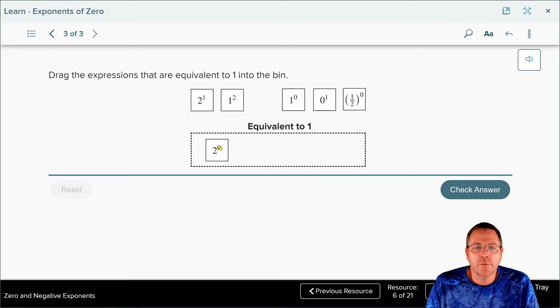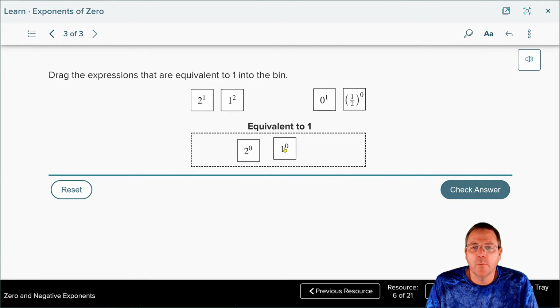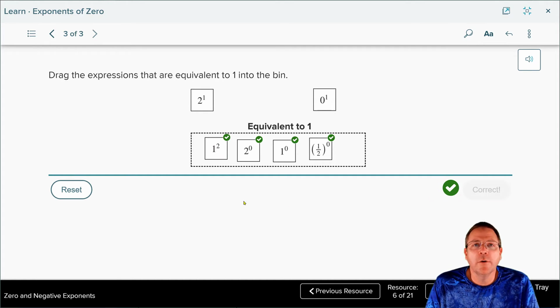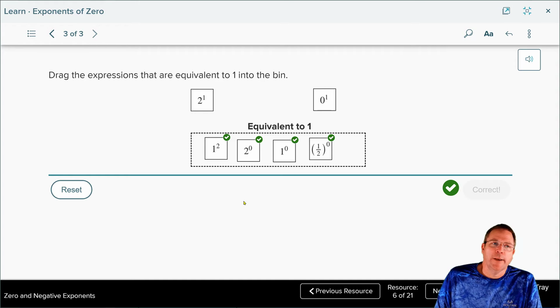So which one of these expressions are going to be equivalent to 1? Well, 2 to the 0th is going to be 1. 1 to the 0th is going to be 1. And 1/2 to the 0th is going to be 1. That is going to be it. Check our answers. Ooh, what did I do? Oh, dang it. 1 to the 1. That's 1 times 1, which is 1. And that's going to equal 1 as well. Now we have all of our right answers.